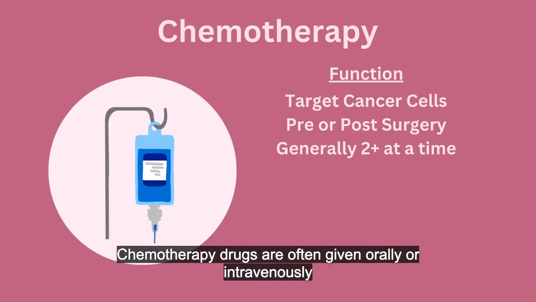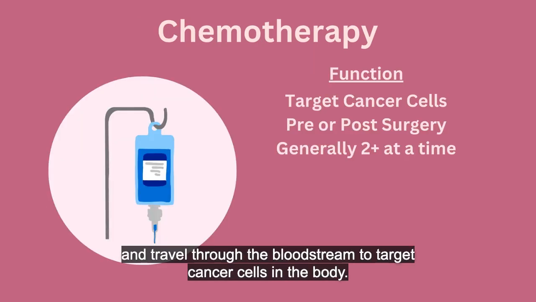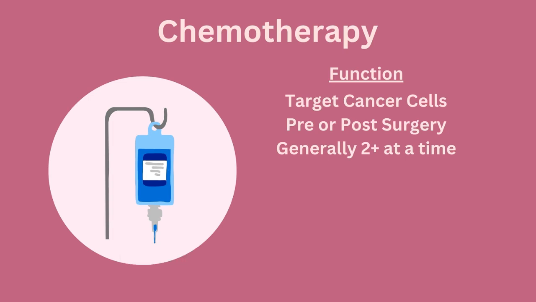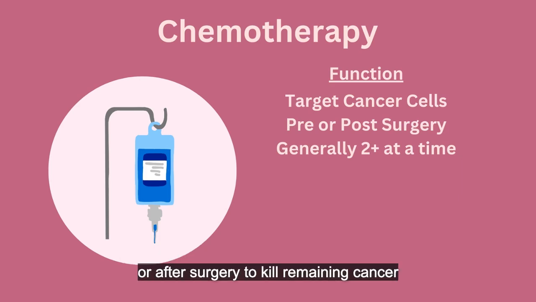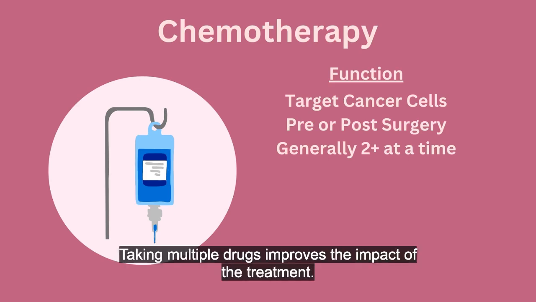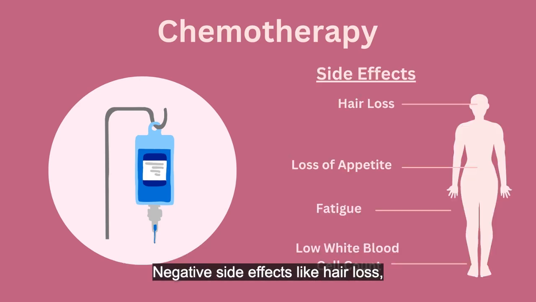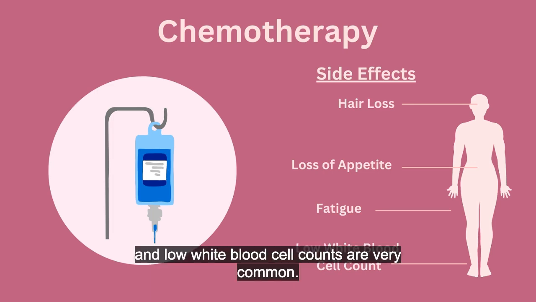Chemotherapy drugs are often given orally or intravenously and travel through the bloodstream to target cancer cells in the body. Chemo can be given before surgery to try to shrink tumors, or after surgery to kill remaining cancer cells and prevent tumors from coming back. Taking multiple drugs improves the impact of the treatment. Negative side effects like hair loss, loss of appetite, fatigue, and low white blood cell counts are very common.